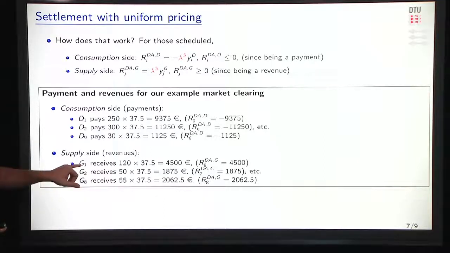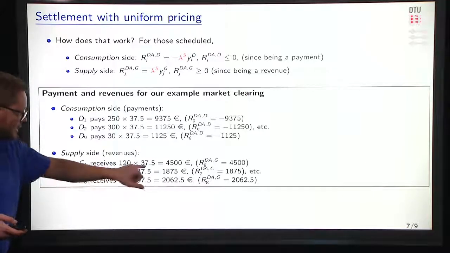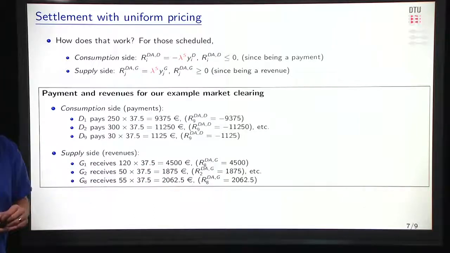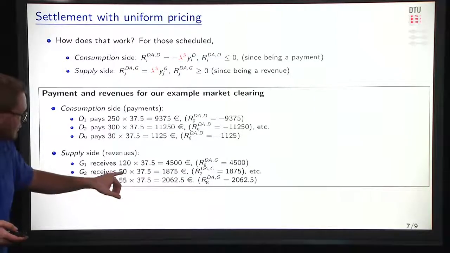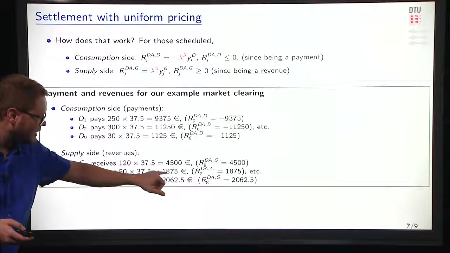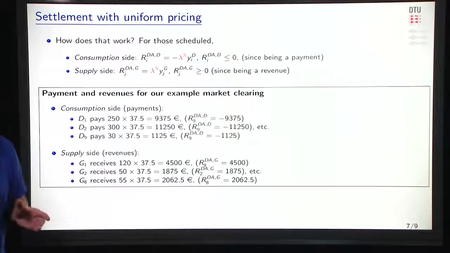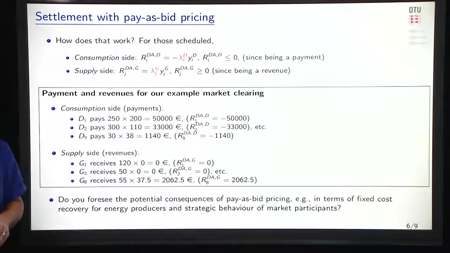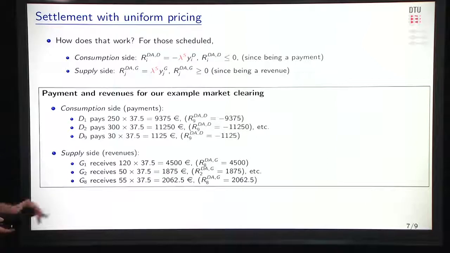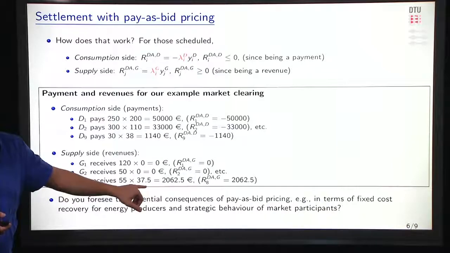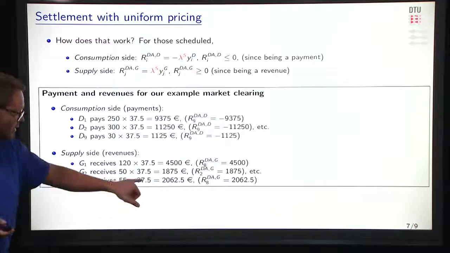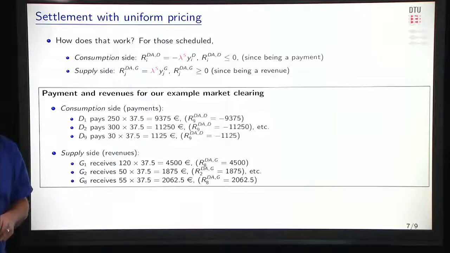On the supply side, now G1 receives 120 for the amount being scheduled times 37.5, which yields 4,500 euros as a revenue. Compared to 0 in the pay-as-bid system, you can imagine that it's a plus for G1. Similarly for G2, 50 for the quantity times 37.5 gives 1,875 euros, which is also higher than the 0 euros that was received in the pay-as-bid pricing case. For G8, the situation is the same since G8 was setting the price in the market. So whether dealt with under the pay-as-bid system, receiving 37.5 per unit, or under uniform pricing, receiving 37.5 per unit, we end up with the same revenue.